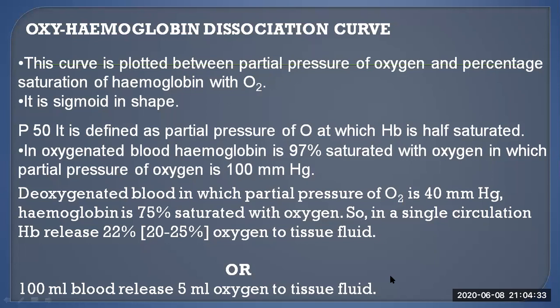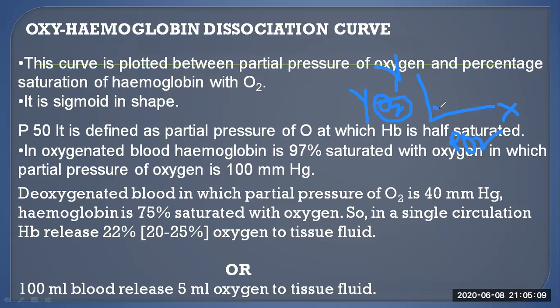This curve is plotted between the partial pressure of oxygen and the percentage saturation of hemoglobin with oxygen molecules. There are two axes, the x-axis and the y-axis. The x-axis represents the partial pressure of oxygen, and the y-axis represents the binding affinity, that means the percentage saturation of the hemoglobin with oxygen molecules.